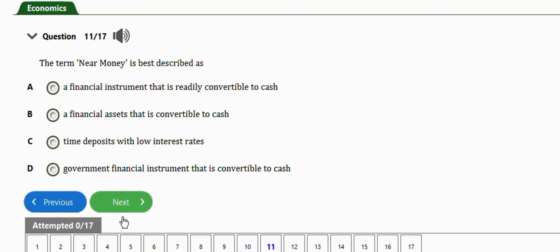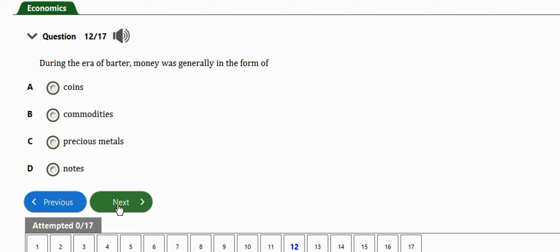Okay, next question is this one. It says during the era of barter, money was generally in the form of: coins, commodities, precious metals, notes. The right answer is option B, commodities. Okay, very important.